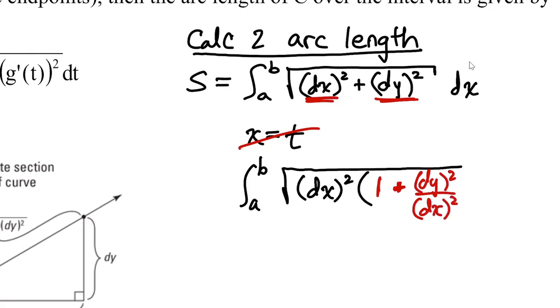Because all we're doing is dividing each term by that dx squared. So I'm just going to clean it up a smidge. We still have that dx on the outside. So just kind of carry it out the other way. If I were to distribute through the dx squared, I would get dx squared times 1, which would give me dx squared. And then I'd have dx squared times dy squared over dx squared. The dx squares would cancel away.